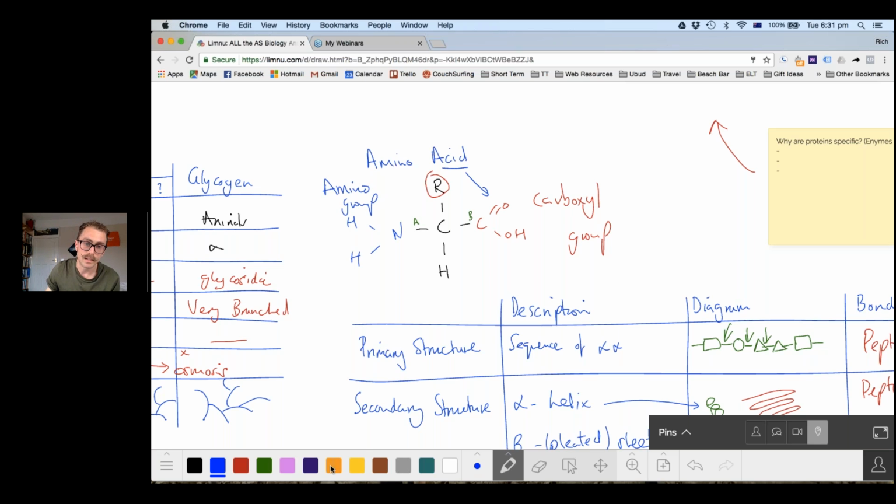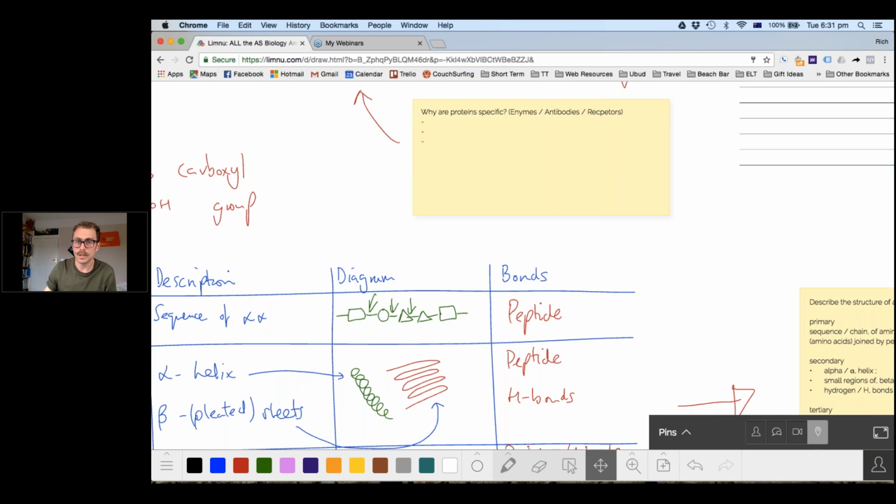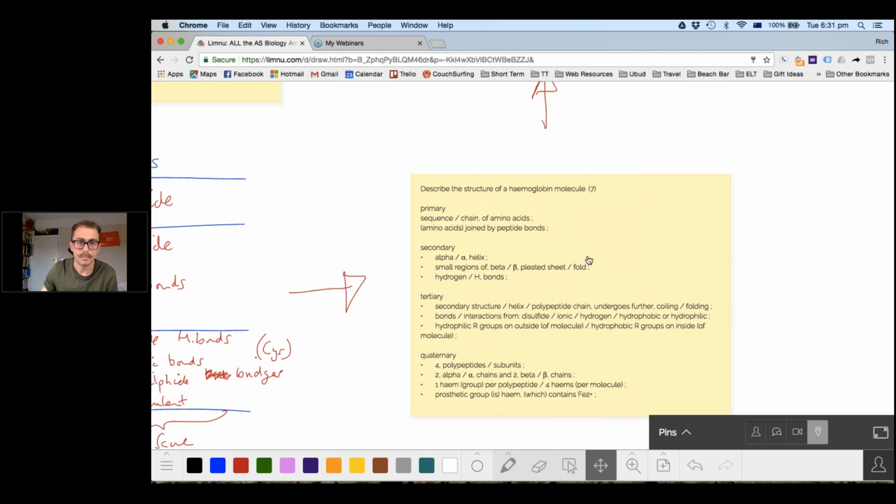And why are proteins special? Because they contain nitrogen. So all the biological molecules contain carbon, hydrogen, and oxygen in various different proportions. Amino acids and proteins contain nitrogen. Again, very commonly pops up. Okay, where am I going? I think I'm going to go across and then up.